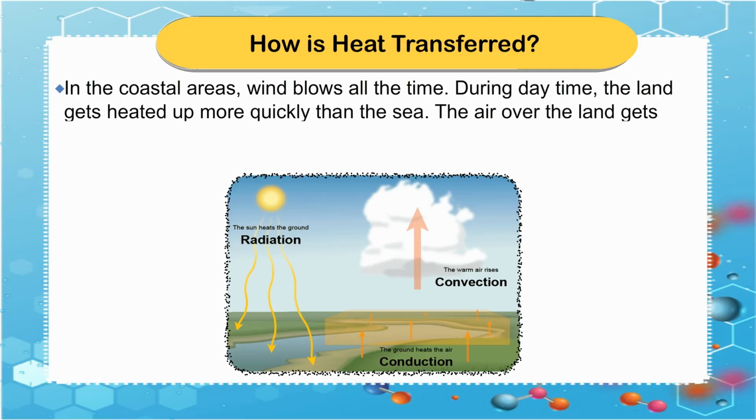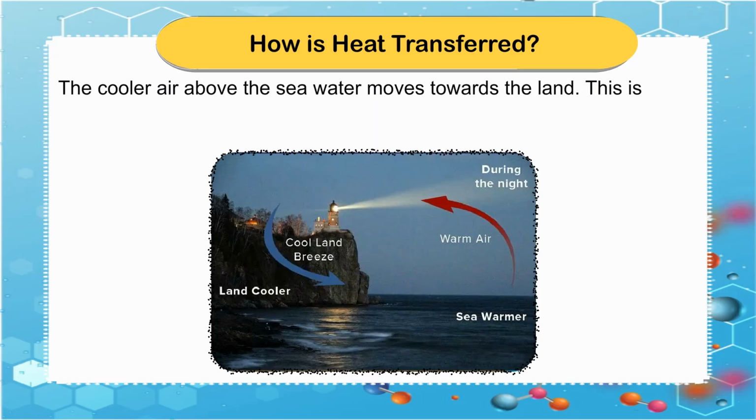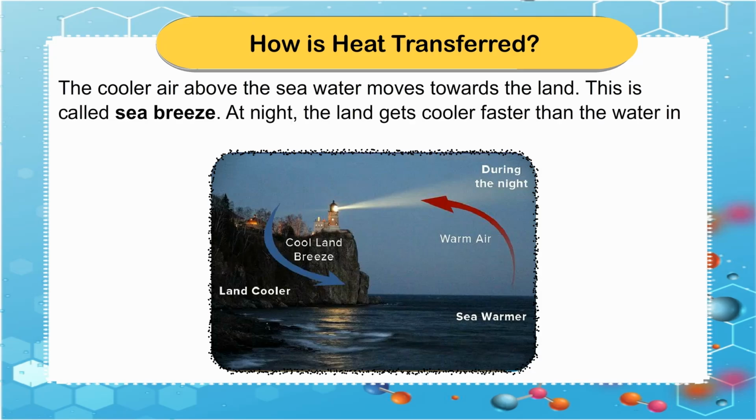During daytime, the land gets heated up more quickly than the sea. The air over the land gets heated up and rises. The cooler air above the sea water moves towards the land. This is called sea breeze.